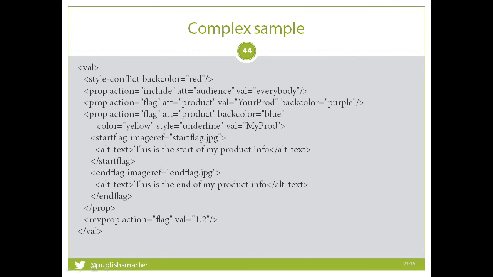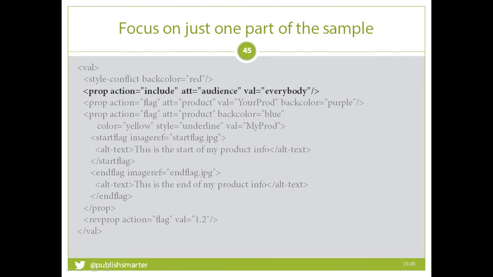This file is a little bit of a complex one. It has all kinds of properties in it. So instead of looking at all of the options, let's narrow it down to just 1 or 2. To make this easy, I'm going to talk about one specific property inside the val file where the action is to include anything where the attribute of audience has a specific value of everybody.